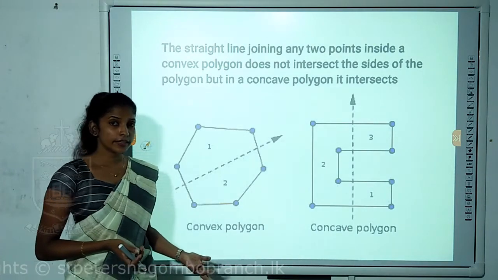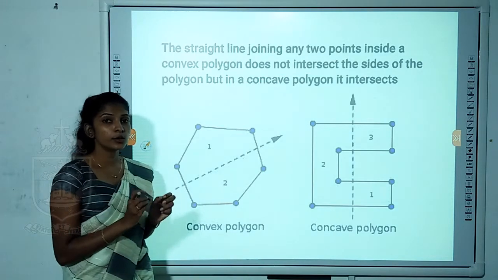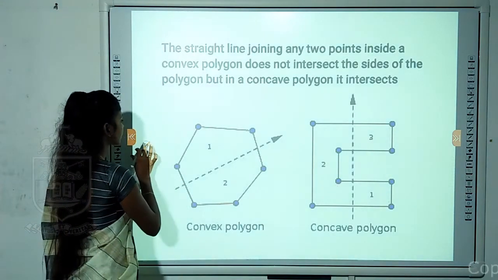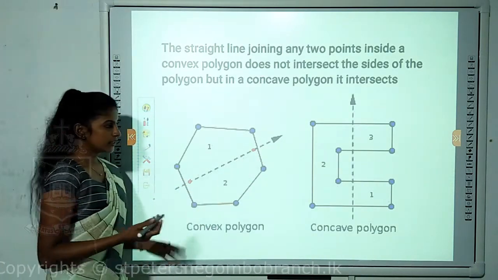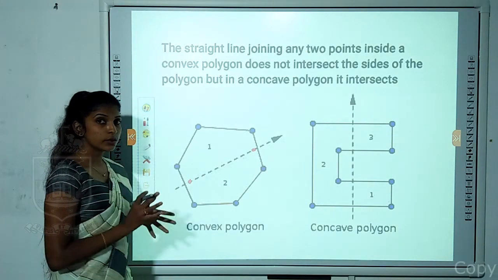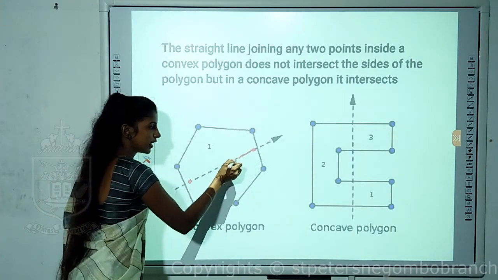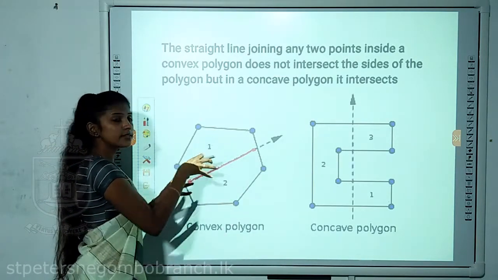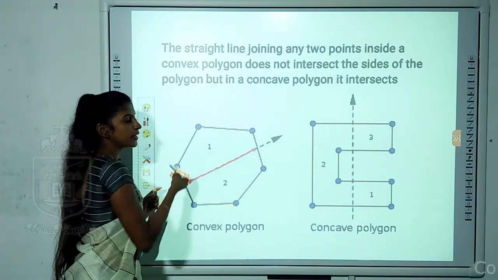There's another way of identifying convex polygons and concave polygons. That is, if you consider 2 points inside the polygon. So let's think, I'm going to consider this point and this point. Both are inside this polygon. If I join those 2 points using a straight line, you all can see the straight line lies inside the polygon. It does not intersect the sides. It is inside the polygon.